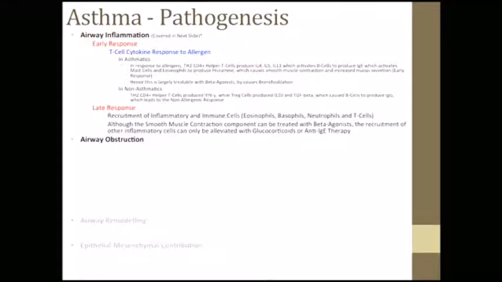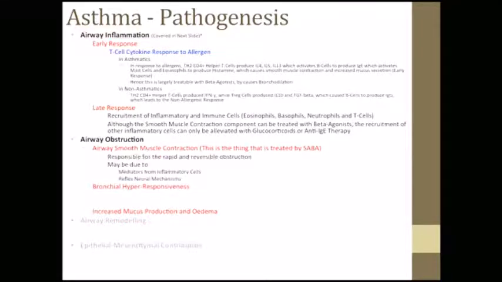In your late response, basically you have recruitment of your inflammatory and immune cells. What this means is that the airway obstruction is no longer caused so much by smooth muscle contraction, but rather more by edema of the walls. Therefore, in a late response, your salbutamol might not work as effectively anymore. Airway obstruction, you can think of it as smooth muscle contraction, bronchial hyperresponsiveness, and increased mucus production and edema. Like I said, airway smooth muscle contraction can be treated by salbutamol, and it's reversible.